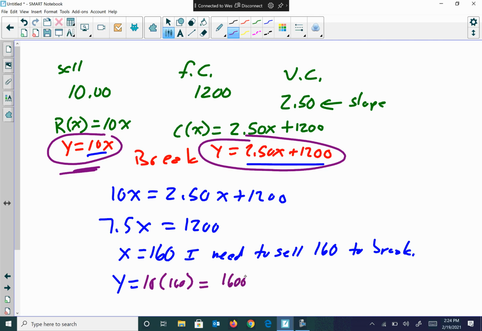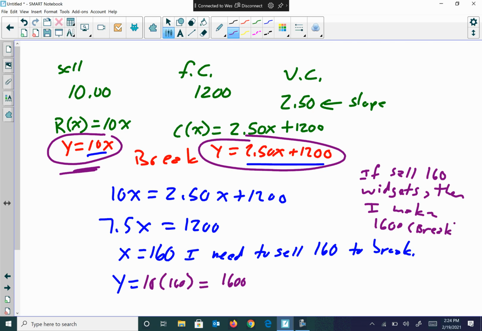So if I sell 160 widgets, trinkets, whatever it is, then I make $1,600, and that is my break-even amount. If I sell 161, I make profit. If I sell 159, I'm in a loss. Seem okay?